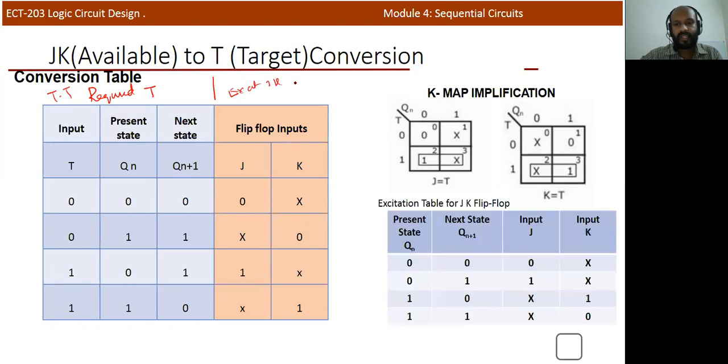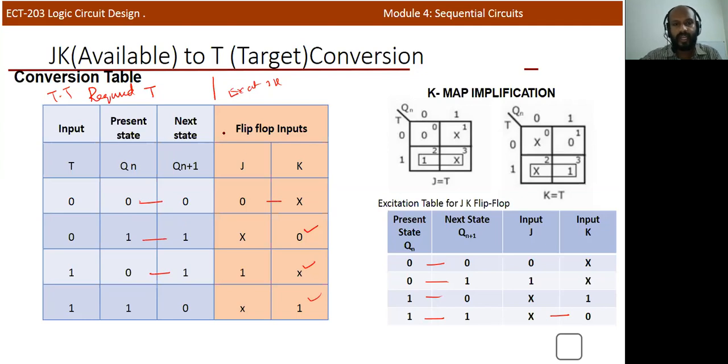By writing the excitation table of JK, so this is the truth table of the T flip flop, the blue portion. So this is 0 0. In order to get a 0 to 0 transition in JK, the JK input should be 0 and X. And for a 1 to 1 transition, the JK input should be X 0. For a 0 to 1 transition, the JK input should be 1 X, and for 1 to 0 it's X 1. So we got the conversion table.